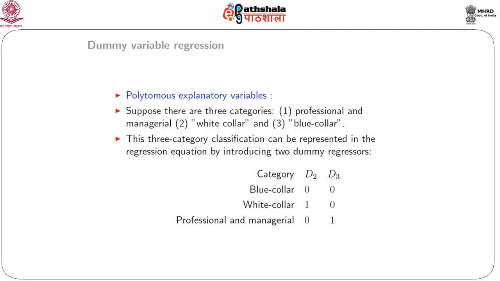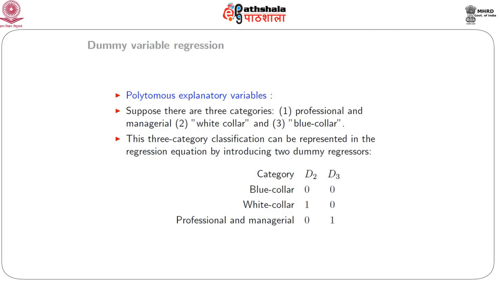For example, let us consider the regression of the rated prestige of occupations on the income and education level. So income and education level here are continuous variables, and we wish to regress the rated prestige of occupation on these two predictor variables. So let us classify the occupations into three categories. The first is professional and managerial, the second is white collar, and the third is blue collar.